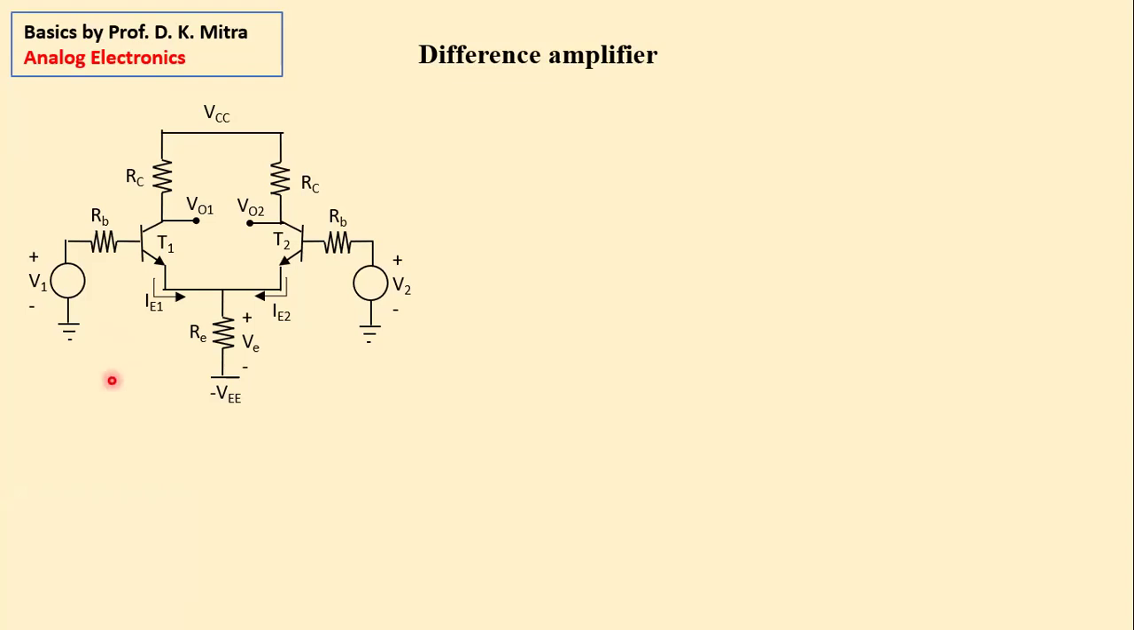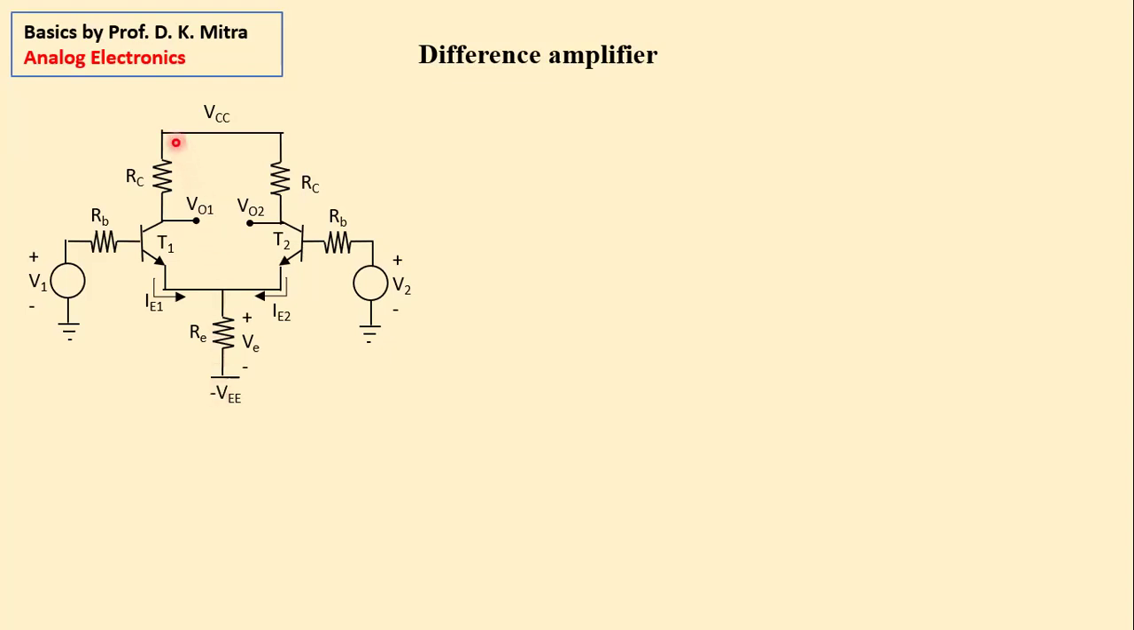Mind it, a difference amplifier is not so simple. It is a pretty complicated circuit for its required performance. But this is the basic thing. There is a power supply VCC plus 12 volt, 10 volt, whatever it is. This is a negative power supply. So the first point you must take care of is that this is a double-ended power supply circuit. It needs a positive as well as a negative power supply. This is number 1 point.